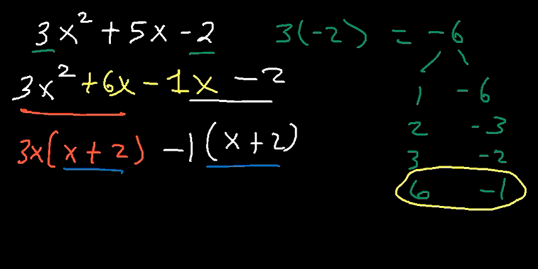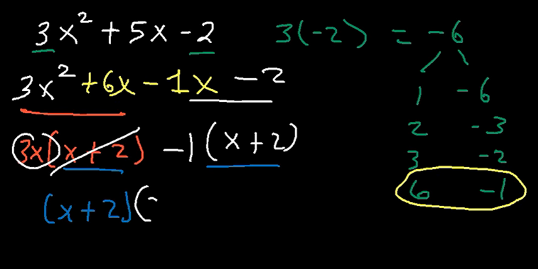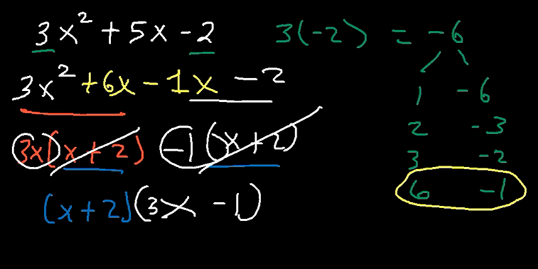So here we have a common factor. We're going to factor out x plus 2. So if we take out x plus 2, we're left with 3x. And if we remove x plus 2 here, we're left with negative 1. And that's how we factor it.